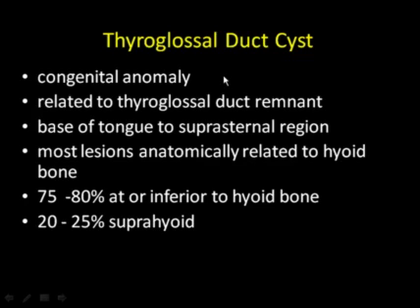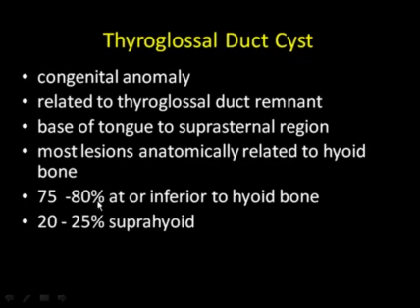Thyroglossal duct cyst is a congenital anomaly that is related to the thyroglossal duct remnant, which extends from the base of the tongue into the suprasternal region. Most of these lesions occur anywhere along the remnant. However, the majority of them are anatomically related to the hyoid bone. It's important to describe these lesions as whether they're located inferior, superior, or at the level of the hyoid bone.